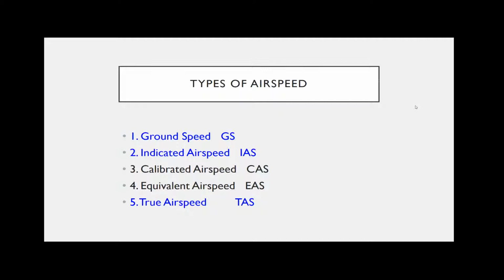Pilots only need to read the 3 speeds in blue off of their instruments: ground speed, indicated airspeed and true airspeed. The other 2 airspeeds are used by engineers to calculate true airspeed under different conditions.